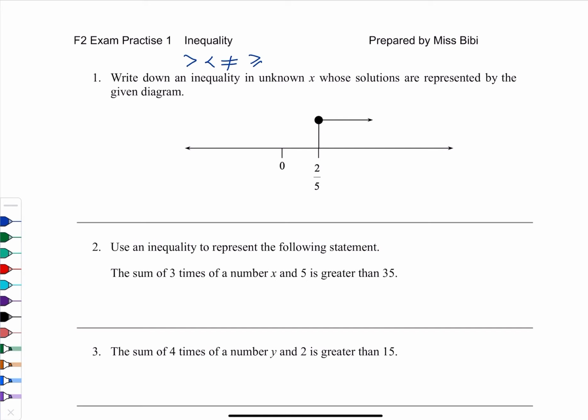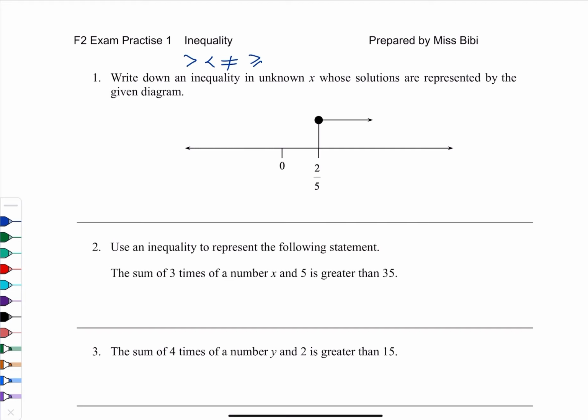So let's get started. In Form 2, we learned 12 to 13 topics, and one of them was inequality. This was in second term. So inequalities, we learn how to draw the diagrams. We also learn how to translate a lot of English into maths.